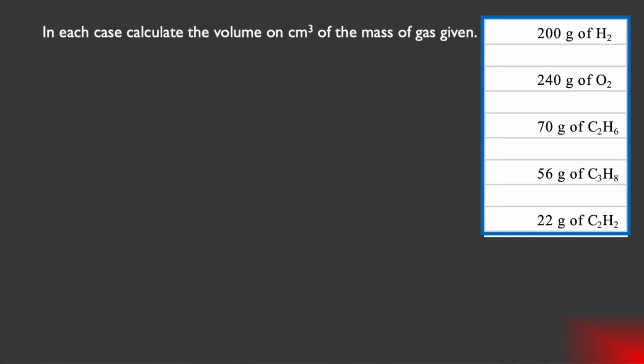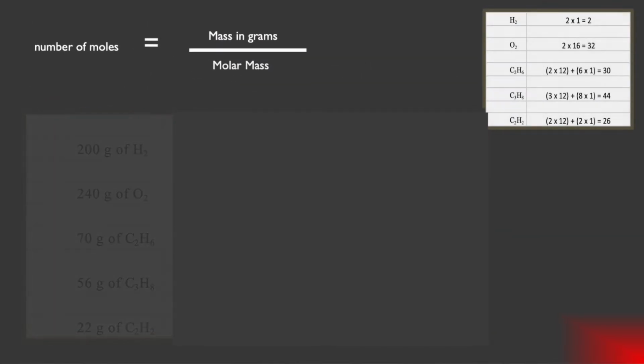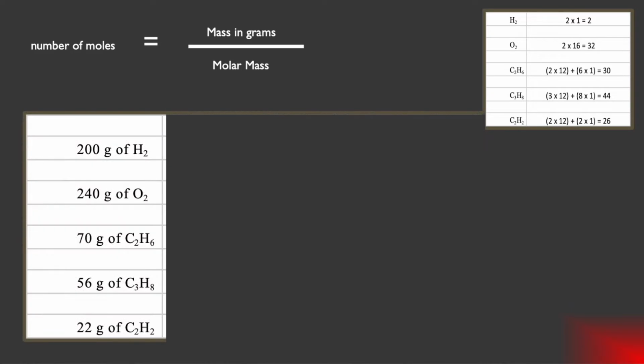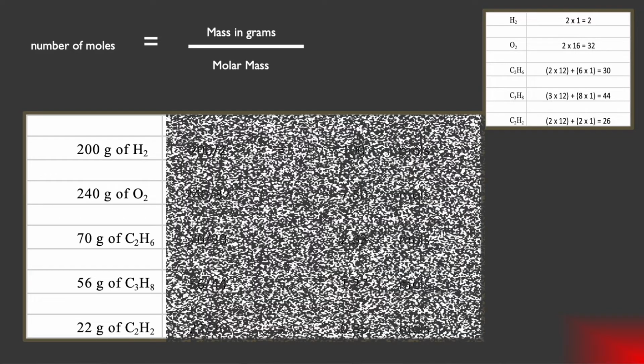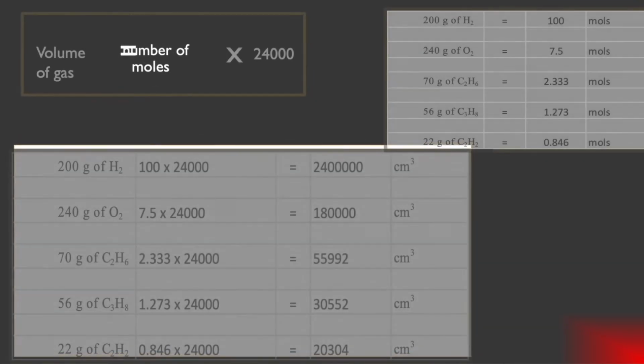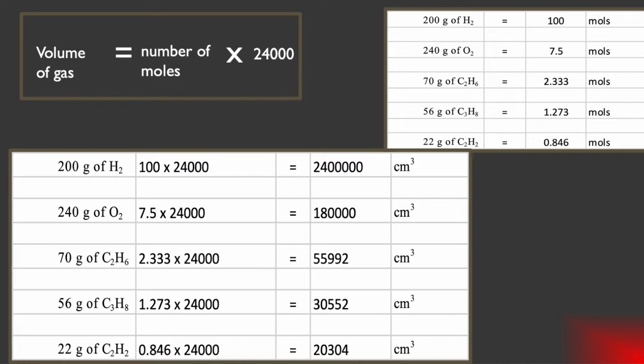Okay, we're going to change that a little bit. We're now going to calculate the volume of each of the masses given. So again, we use these equations, just rearrange them slightly differently. Here we go. So number of moles is mass divided by molar mass. So again, we've worked out our molar masses up on the top right there. And so we're going to take our mass divided by our molar mass to give us moles. And then the volume is going to be that number times 24,000 to give us those answers shown there.